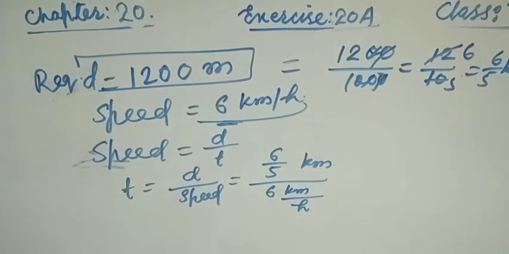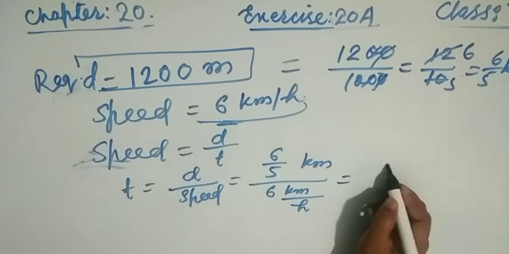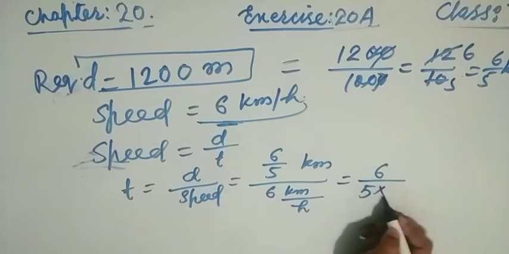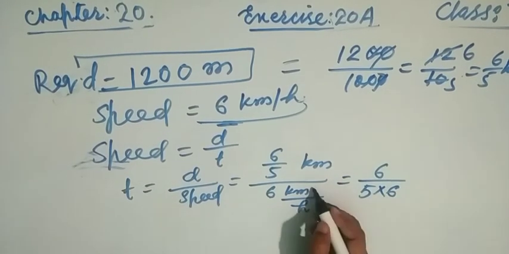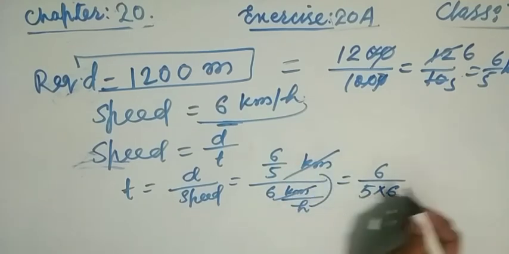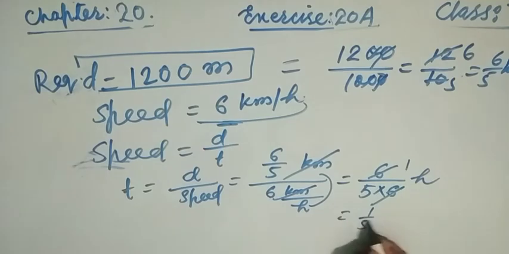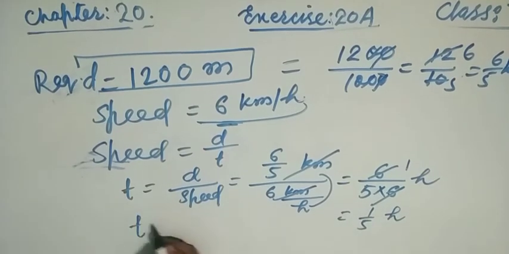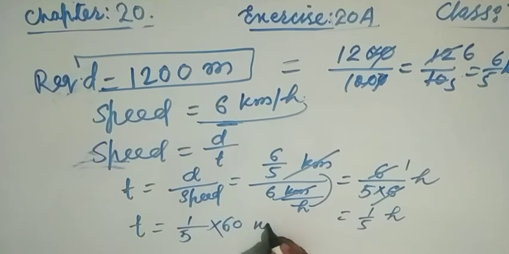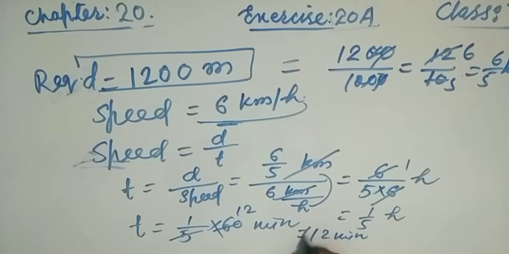Okay, now friends, here 6 by 5, and then this is 6, and the kilometer will get cancelled, and it goes up. So this will get cancelled one time, so 1 by 5 hours. But we have to change it into minutes, friends. 1 by 5 multiplied by 60 becomes minutes. 5 ones are 5, and 5 twelves are 60, so this 12 minutes is the correct answer. I hope, friends, you will be clear.